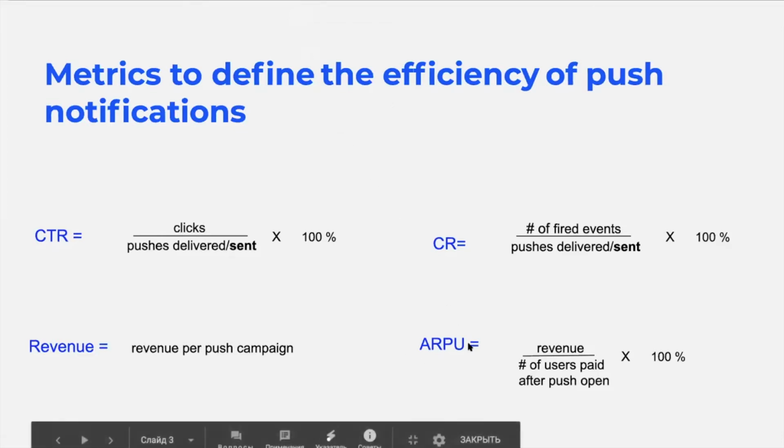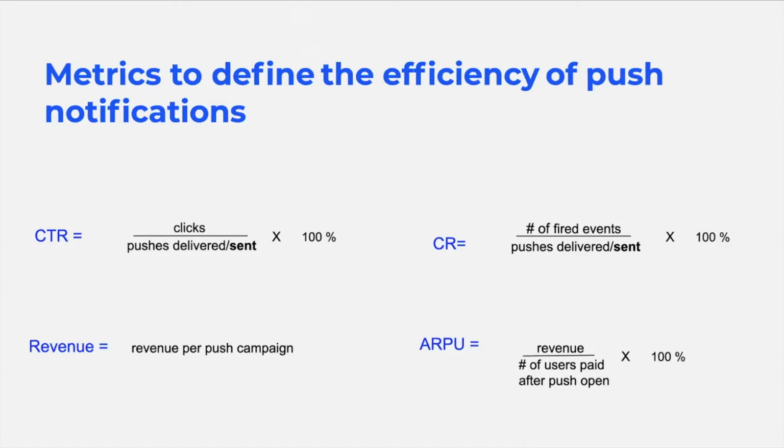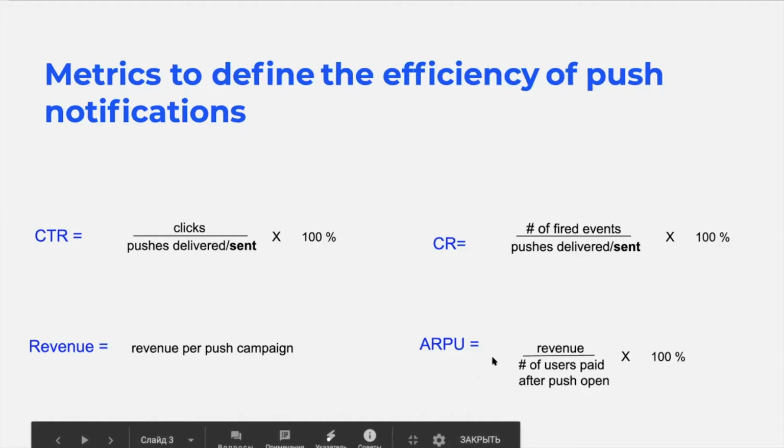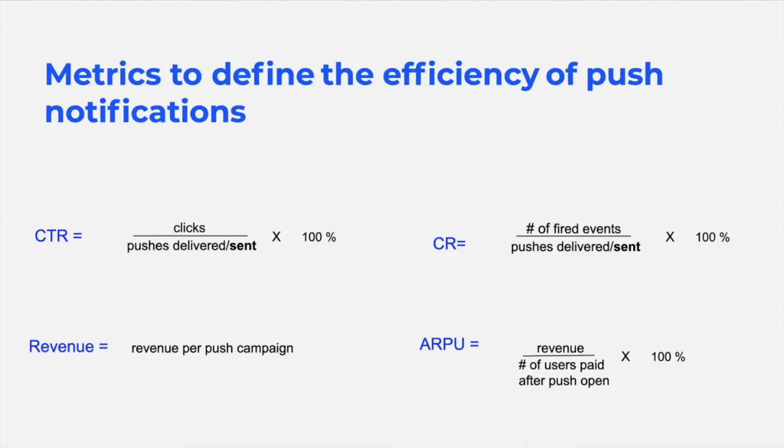And the ARPU, or the average revenue per user, just shows you how much revenue was generated per campaign per user. So the whole revenue is divided by the number of users who paid for a product in your application.